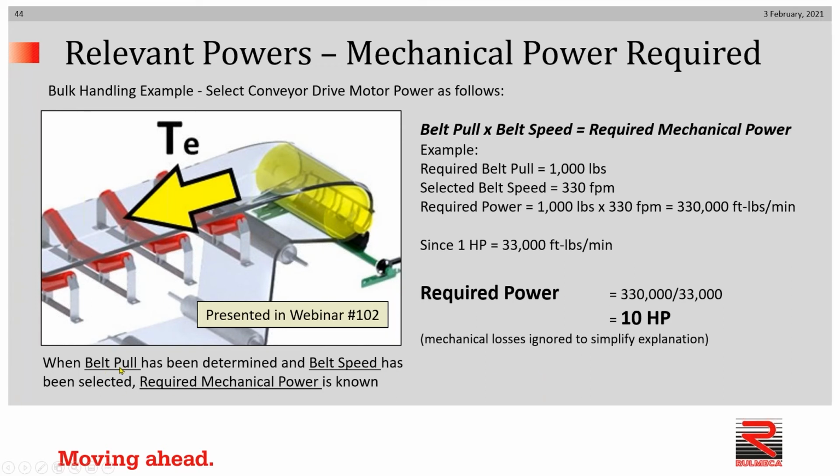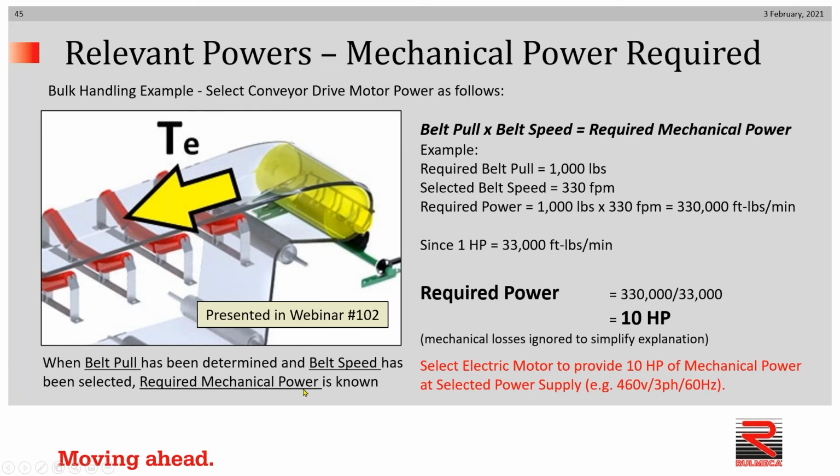So in conclusion, when belt pull has been determined and belt speed has been selected, required mechanical power can be known. And don't forget that when a motor is selected, it's selected to work on a certain power supply. In this example, we're selecting 460 volts, three-phase, 60 hertz. We could just as easily have selected 230 volts, three-phase, 60 hertz. Or we could be doing an application in Europe, for example, at 380 volts, three-phase, 50 hertz. But in our example, we're going to stick with 460 volts, three-phase, 60 hertz.